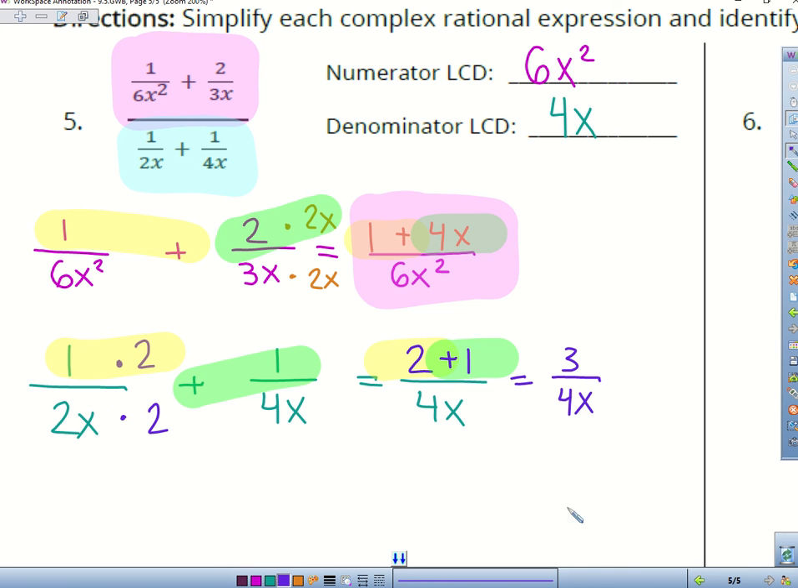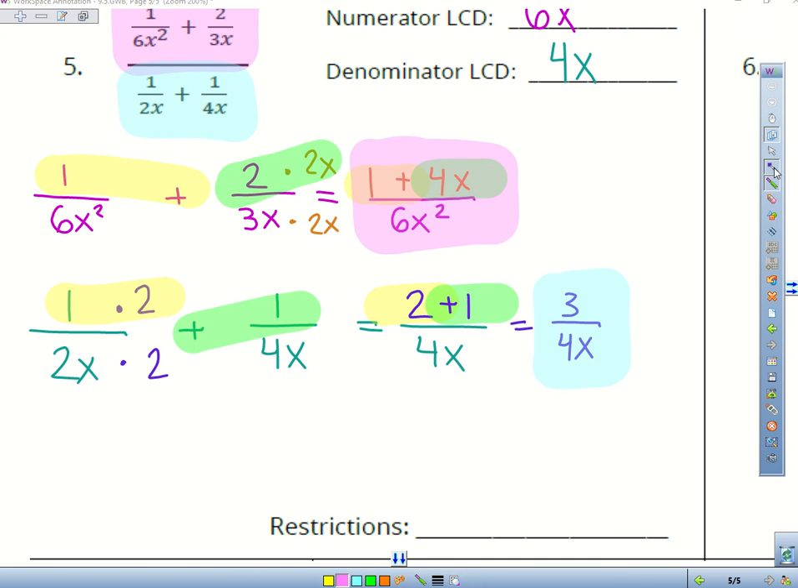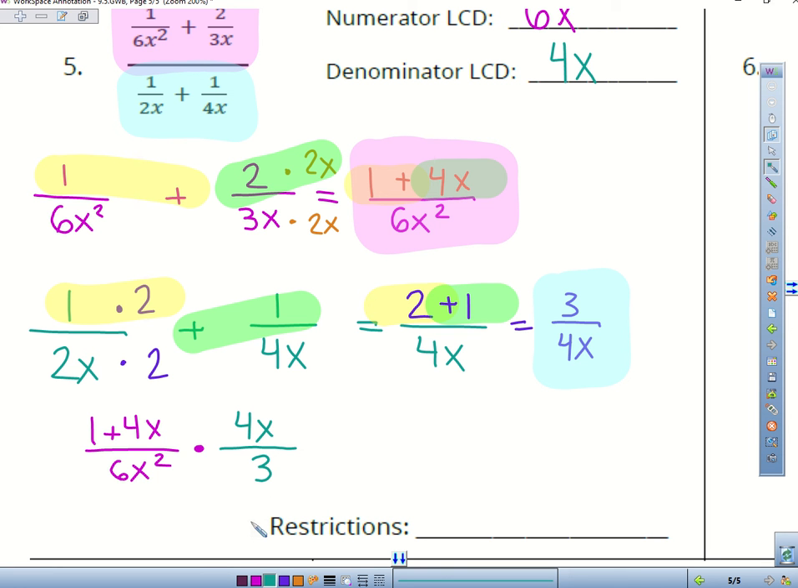So now we have this is the numerator, and this is the denominator of that fraction. Now we're back to a problem from yesterday. Keep, change, flip. Okay? So we keep this fraction the way it is. We change the division sign to multiplication, and then we take that bottom fraction and we flip it. Everybody with me on how we got there? Now we can just multiply straight across.